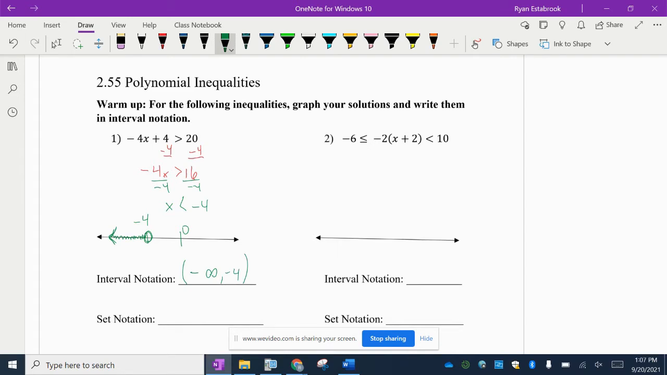And then as far as the set notation goes, this is just another way to write a range of answers. So we're going to put these fancy little brackets on there. All the x's such that x is less than negative 4. Fancy bracket to close it. And there is our set notation. There's other small little differences in the way we can write this, but this is the general idea.